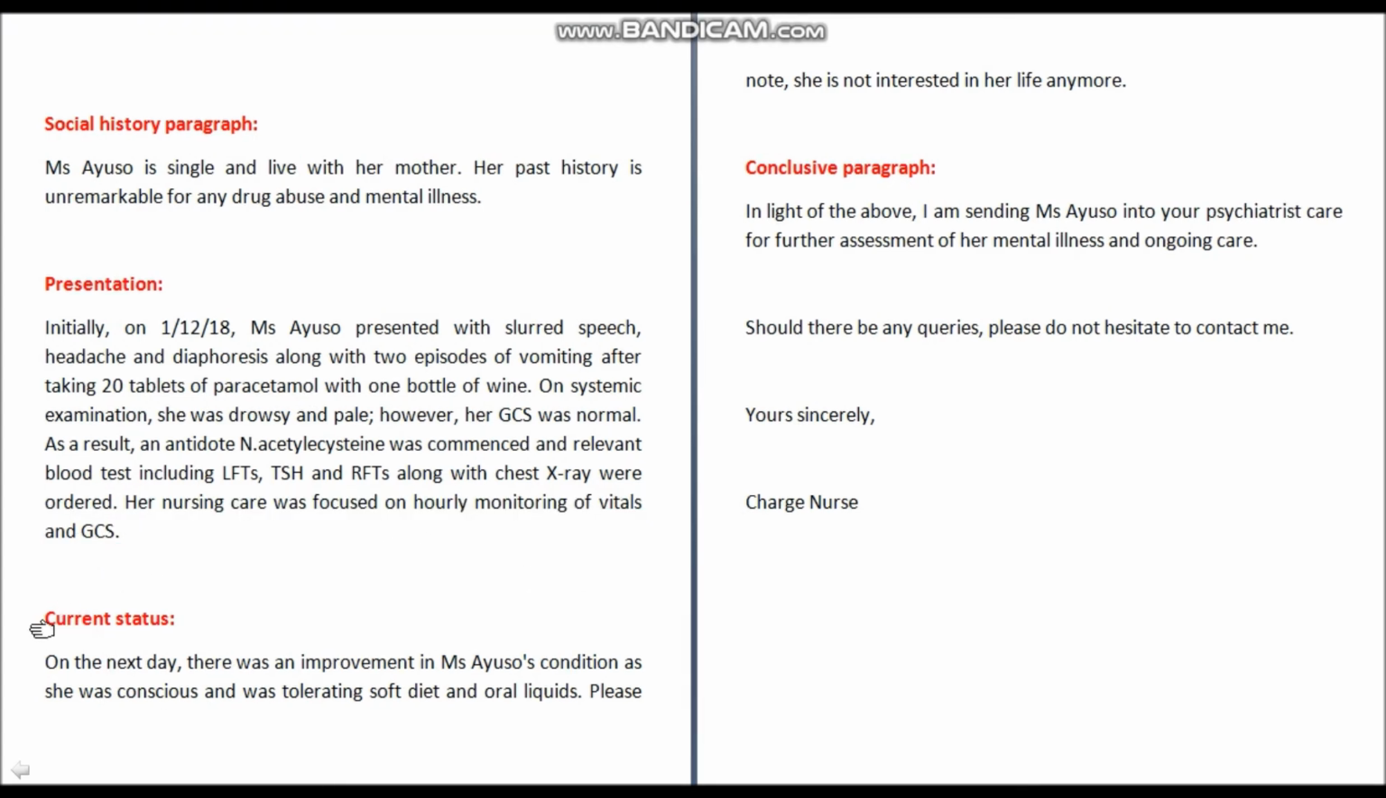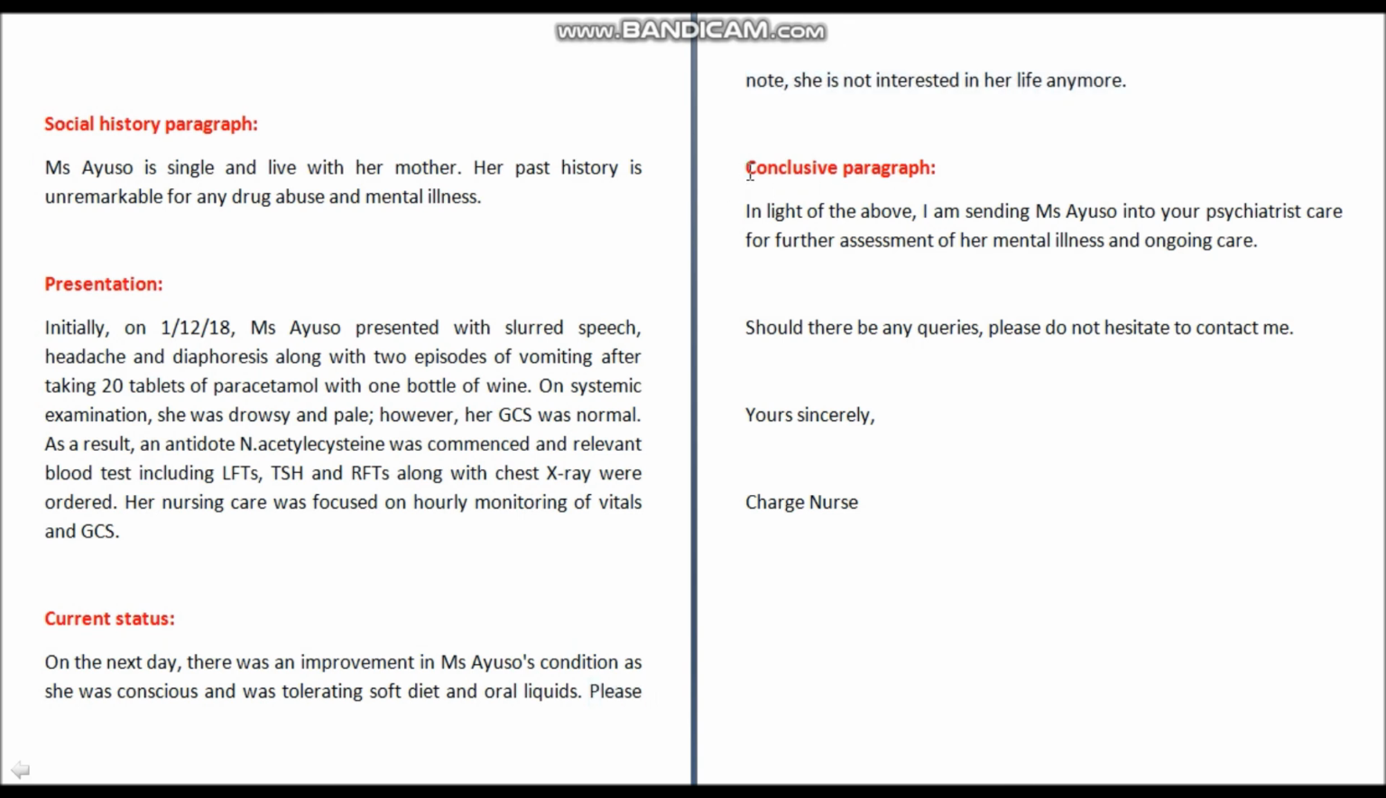Then we will write about the current status. On the next day, there was an improvement in Miss Ayoso's condition, as she was conscious and tolerating soft diet and oral liquids. What is the important point in today's status? Please note, she is not interested in life anymore. This is the important point, and this is the main reason we are going to refer to the psychiatrist. Okay, don't miss this point, and don't miss the point that nursing care was focused on. These 2 points are the life of this letter.